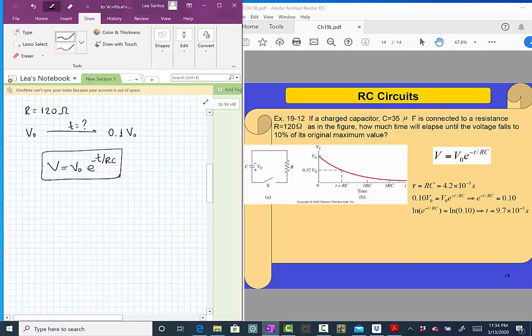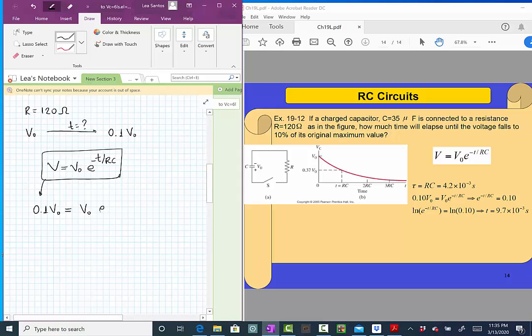What is going to be the potential difference? 10% of the original. So I'm going to use this equation, 10% of the original. Okay, that's what I have on the left side. On the right side, I have that V naught. So they didn't give us this V naught, but it doesn't matter because it will cancel. I have it on the left and I have it on the right.